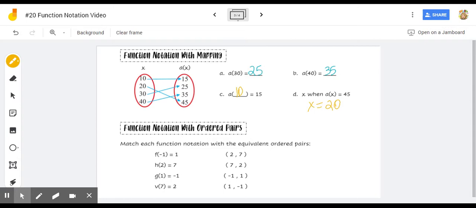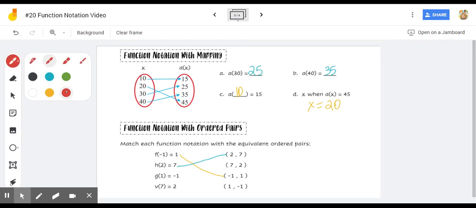Now let's take a look at ordered pairs and function notation. Down below, match each function notation with the equivalent ordered pair. If I have f of -1 equals 1, then -1 is my input and 1 is my output, which means this function notation matches with (-1, 1). Same thought here: h of 2 equals 7 means we have an input of 2 into the function, and our output is 7. So that should match the coordinates (2, 7).